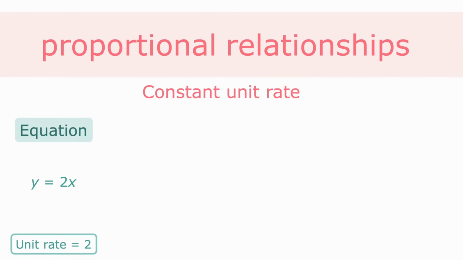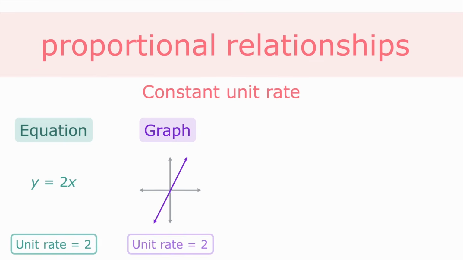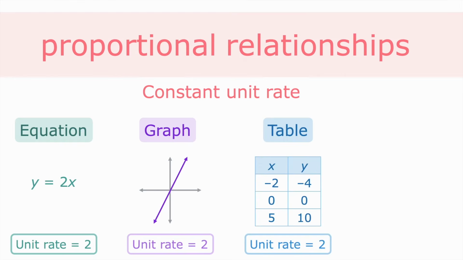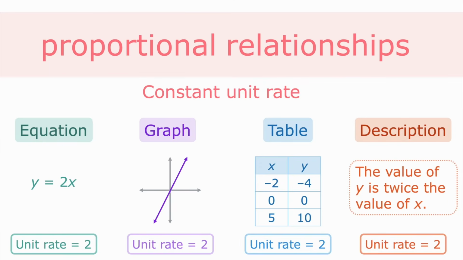We can also represent a proportional relationship using a graph. It will be a line passing through the origin, and the slope is the unit rate. We can even represent a proportional relationship using a table or a description.